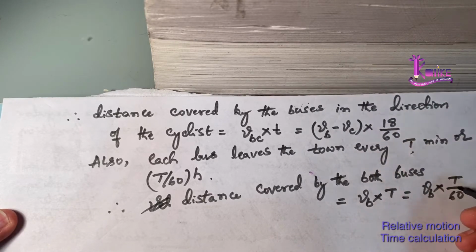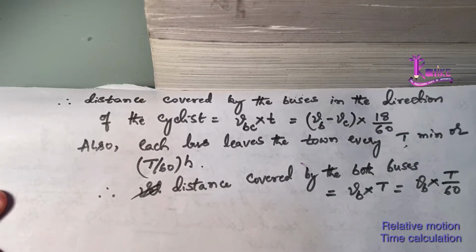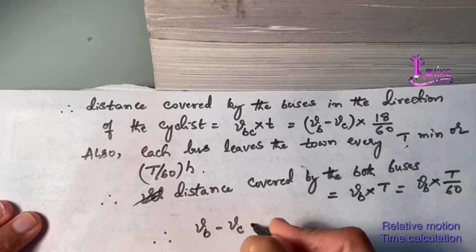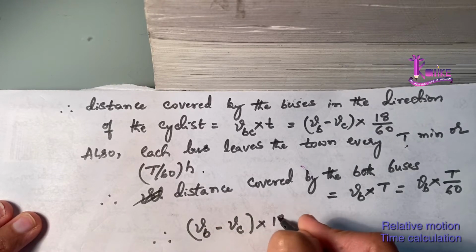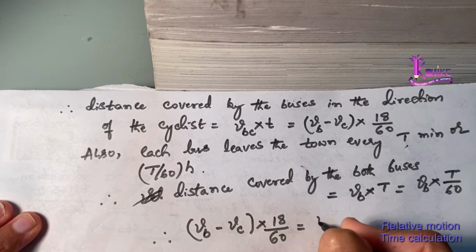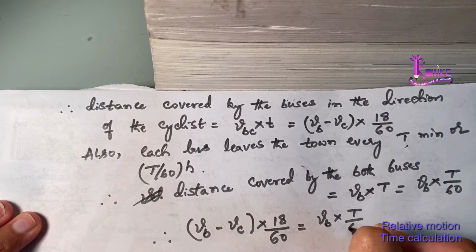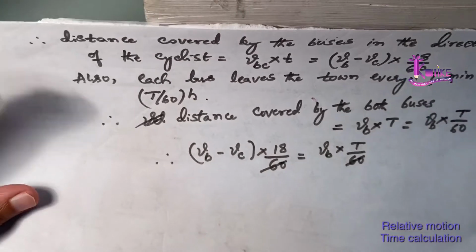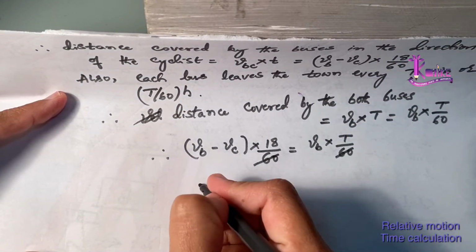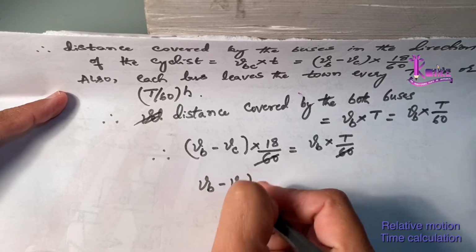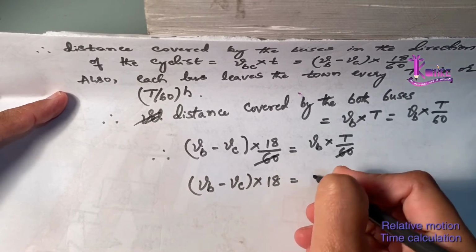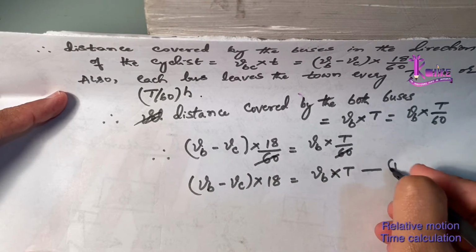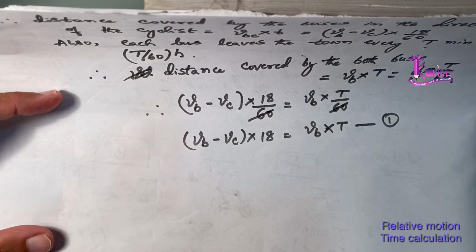So you can equate these two distances, so you end up with an equation. Therefore this will be VB minus VC into 18 by 60 should be equal to VB into t by 60. So you can cancel 60 on either side, and you end up with simply VB minus VC into 18 is equal to VB into t. Let us call this equation 1, right?